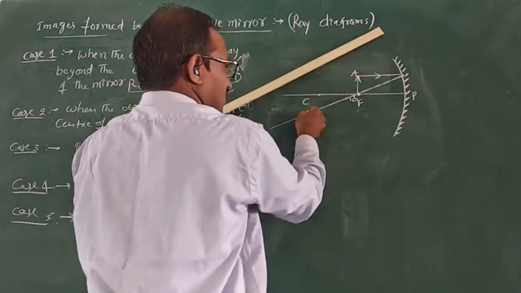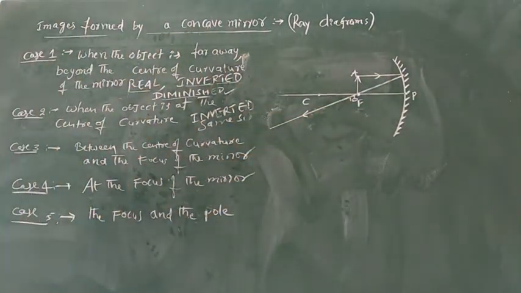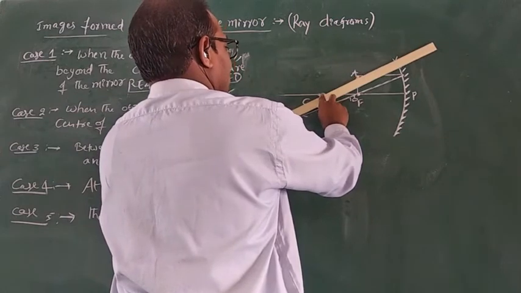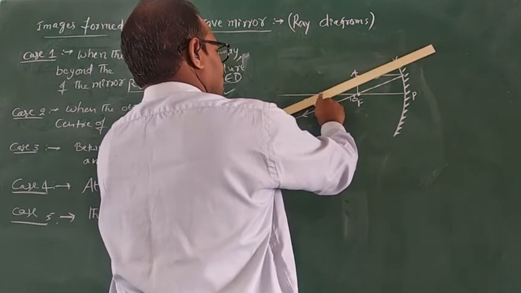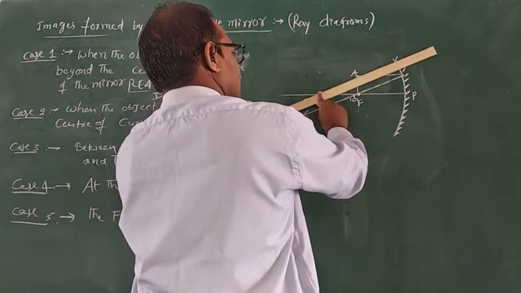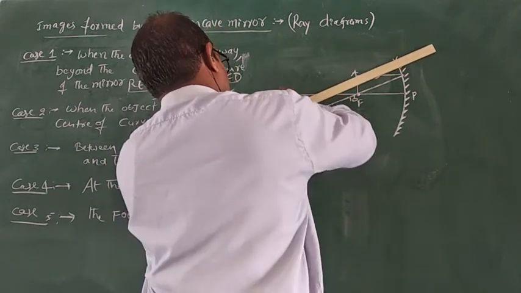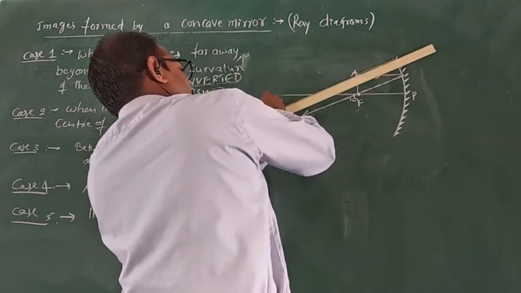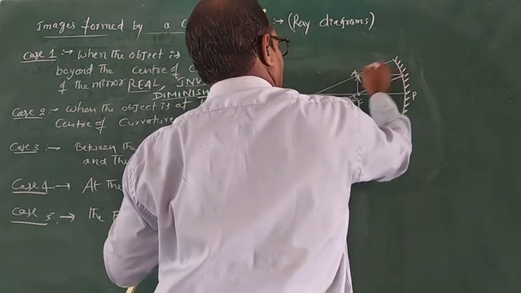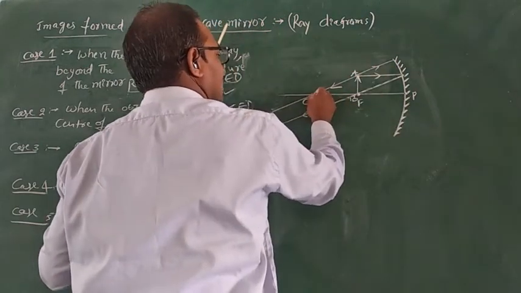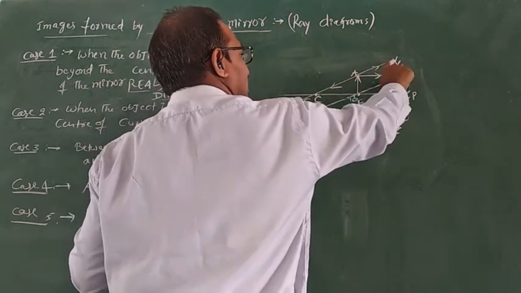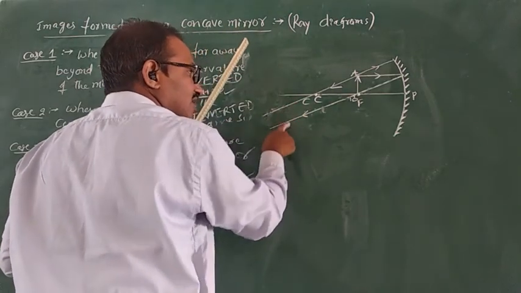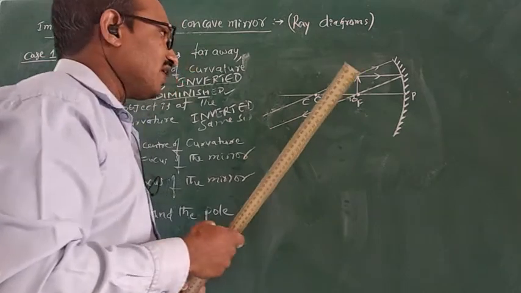One more ray I am applying here: a ray directed toward the center of curvature. How can I show the ray directed toward the center of curvature? Here, this is the ray. A ray directed toward the center of curvature retraces its path. Now you see, these two rays are not meeting at any point.